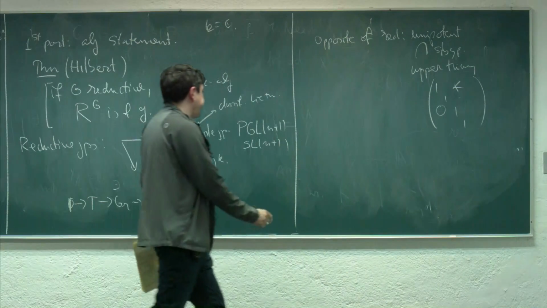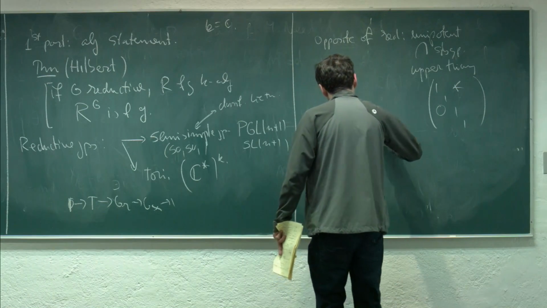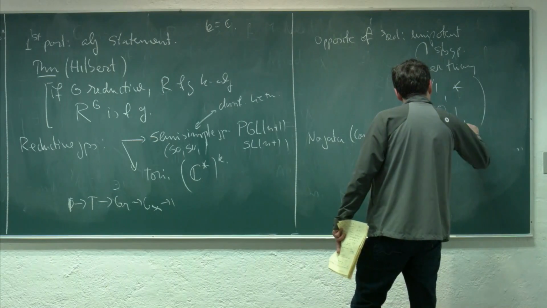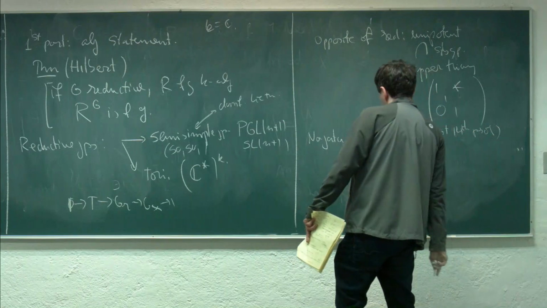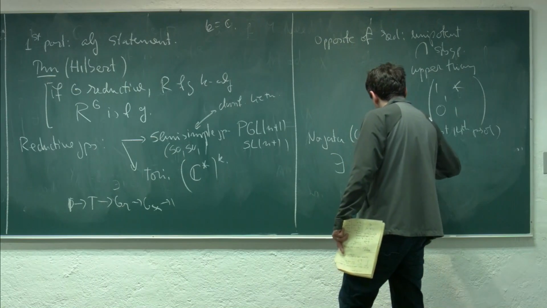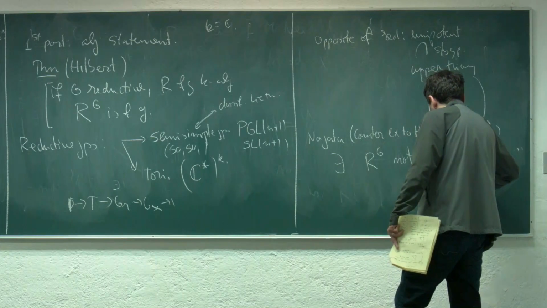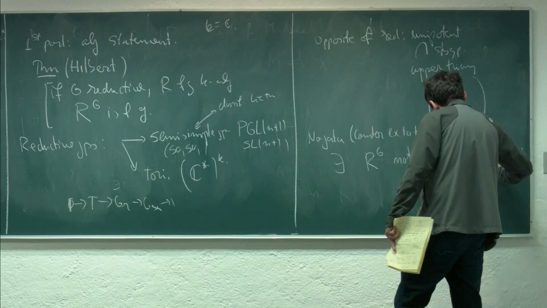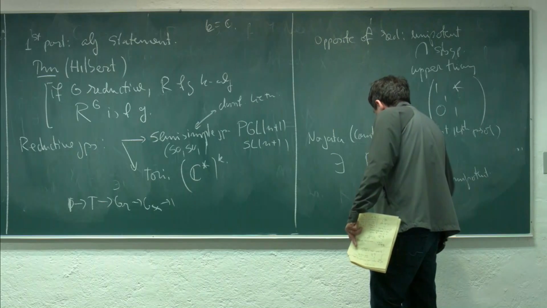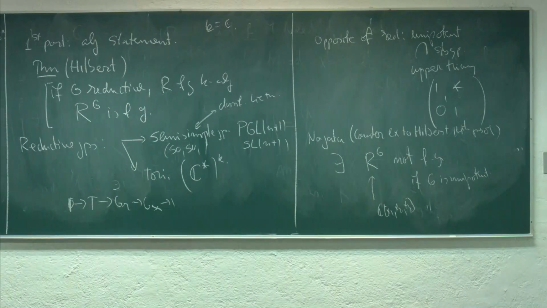And that's a fact, maybe Nagata's counterexample to Hilbert's 14th problem is that there exists R^G not finitely generated if G is unipotent. And R is actually very simple, so R is something like C[x1, x2, ...]. I don't remember if you need free variables or something.